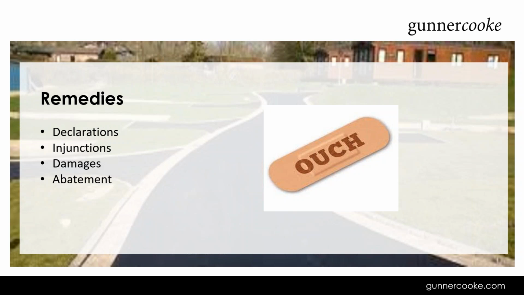The final thing there is abatement. This is a self-help remedy. And what it does is it gives parties a right to enter onto servient land in certain circumstances, and they can remedy the interference. It can only be used where a cause of action exists, so it can be used, for example, to move an obstruction that's in a right of way.